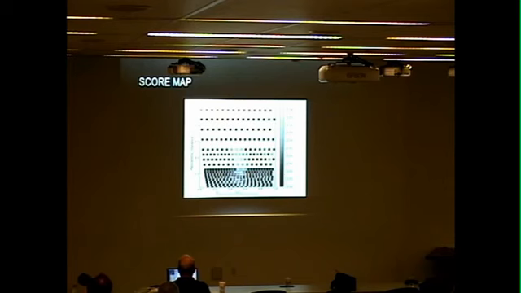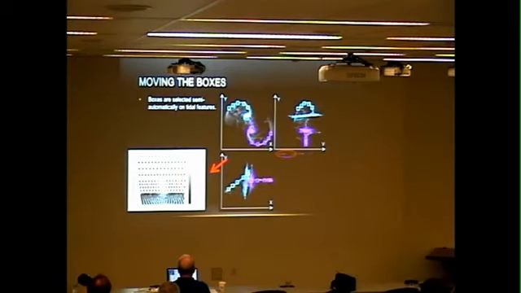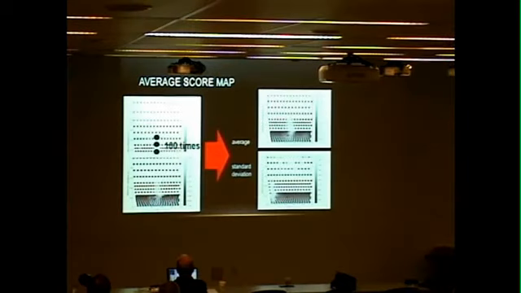So in order to calculate the uncertainty of these scores, we start to move these boxes around. And each time, with each set of boxes, we get a different score map. We do this several times, 100 times specifically. And then we take the average of these 100 score maps, and then the standard deviation, which will give us a measure of the error on each point in the score map.